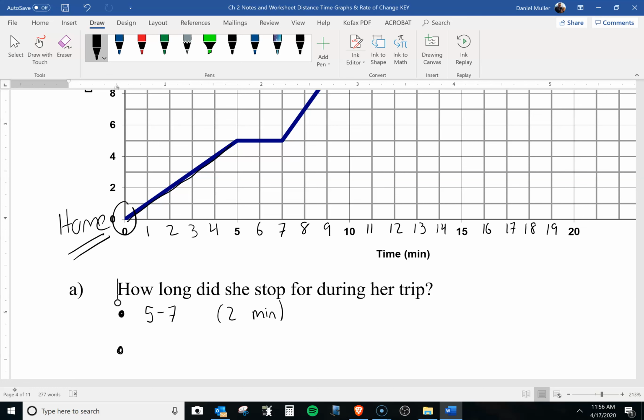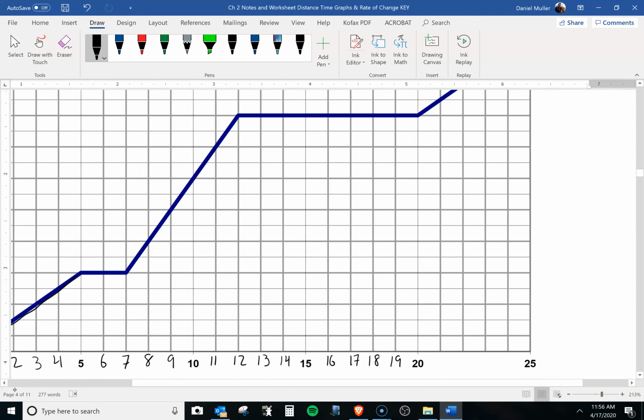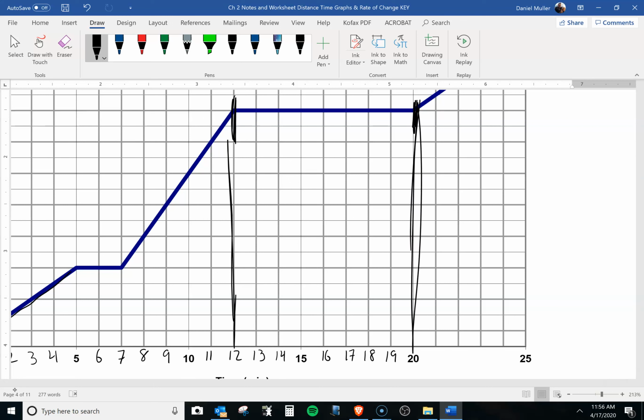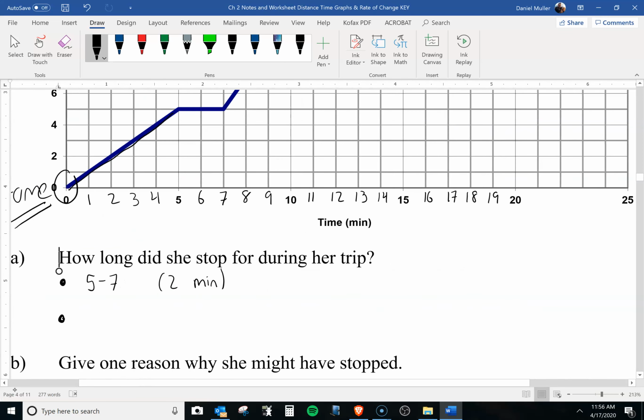And then let's take a look, where's our next stopping spot? And we stop here to here. So that's all the way from 12 to 20. So from 12 to 20, which would be 8 minutes. So we did another stopping there. So from 12 to 20, we stopped, which was 8 minutes.